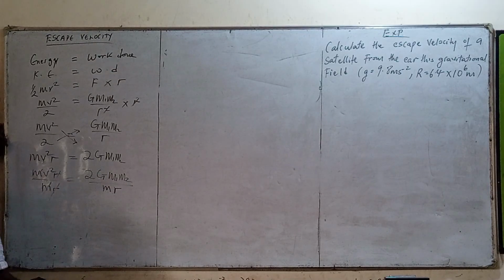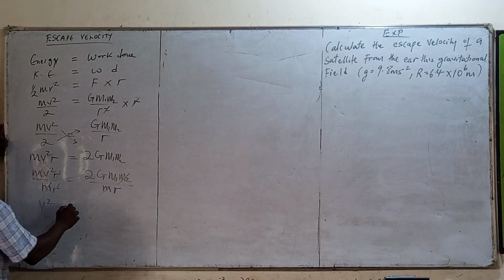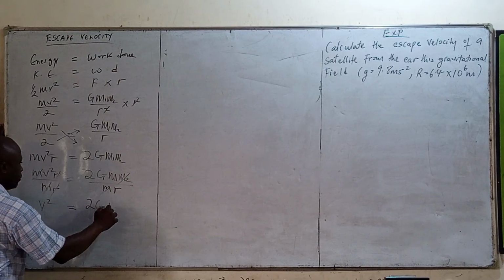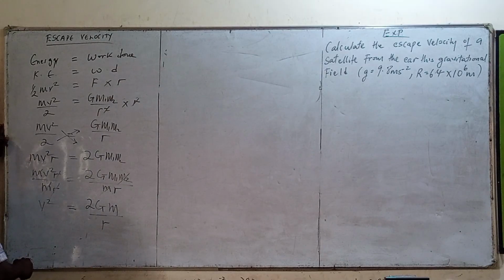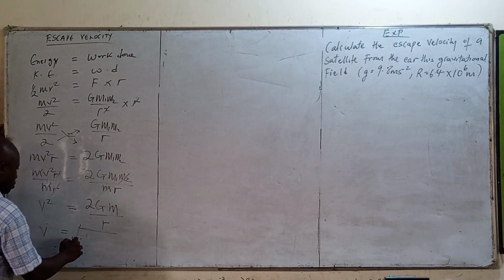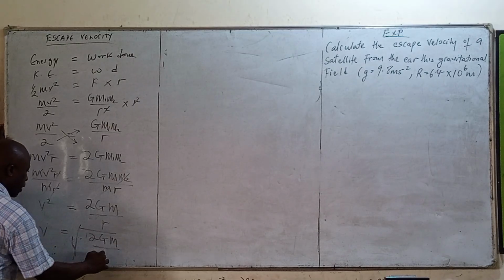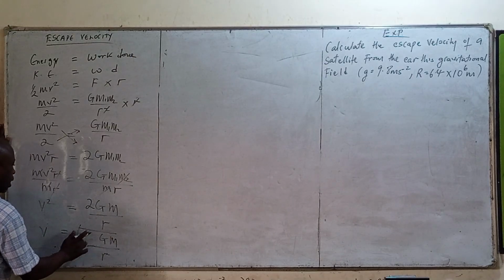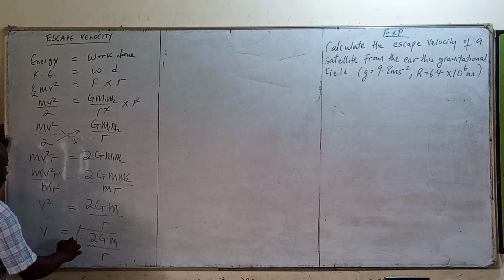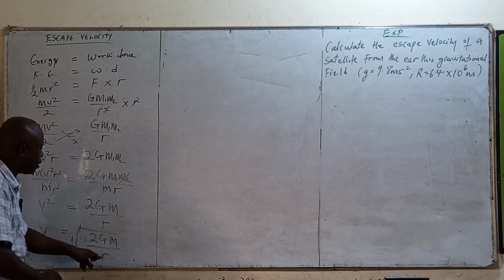So we are left with v squared because we're interested in v. So here m will take out one of the m's. So here we are left with v squared is equal to 2GM over r. So at this point, our v is equal to the square root of 2GM over r. So this becomes our expression for finding the value of what? Escape velocity. v is equal to the square root of 2GM over r.